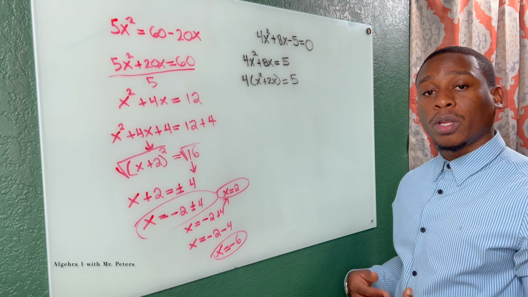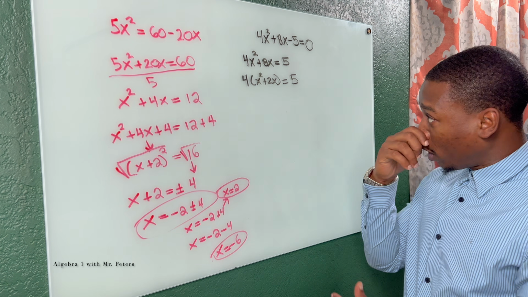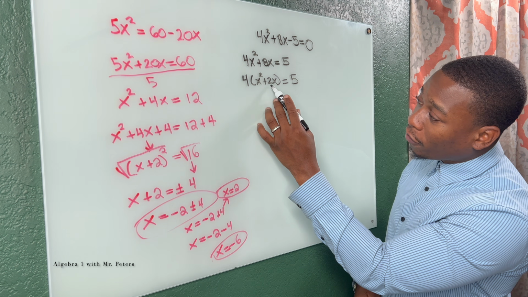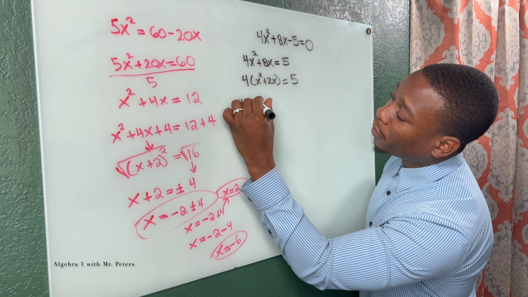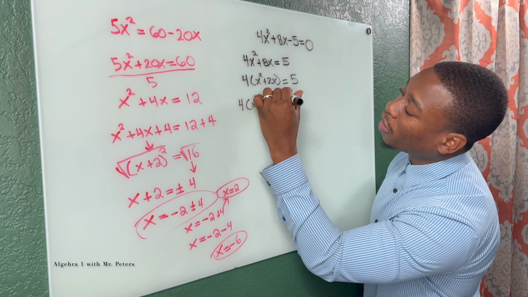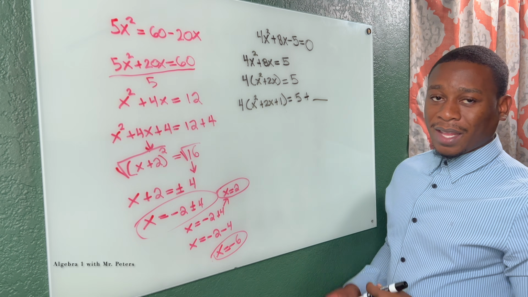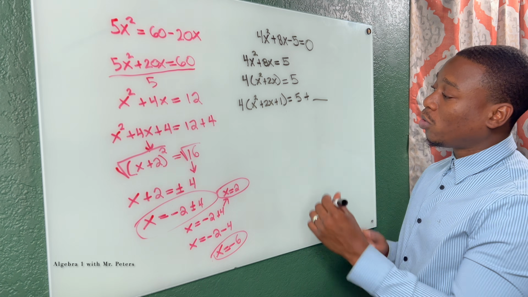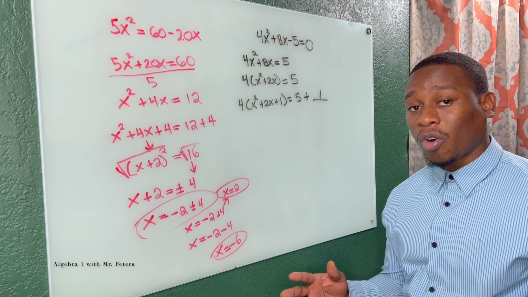Now, family, we're going to create our perfect square trinomial because our lead coefficient is now 1. So when we look at our middle term, half of 2 is 1, 1 squared is 1. So we have 4 times x squared plus 2x plus 1 is equal to 5. Now, I didn't fill in this other side because most students are going to put 1. And if you put 1 in, unfortunately, it's wrong.